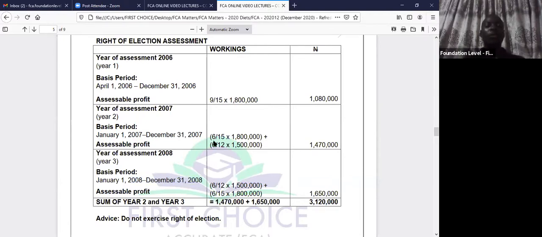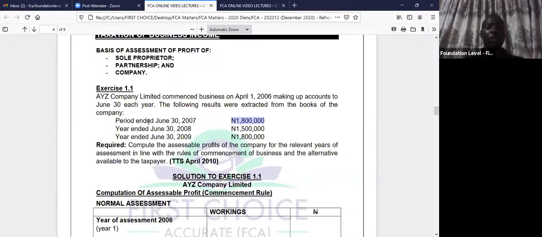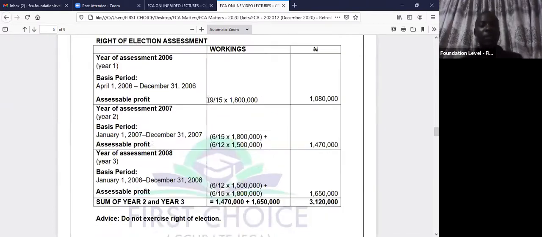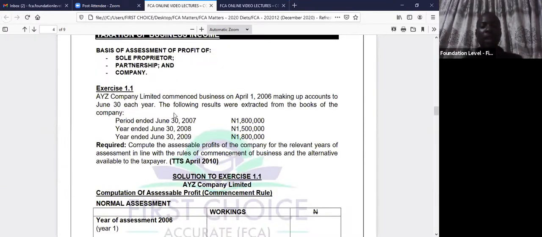Now, look at year 2. You ask yourself, where can you find January 1, 27 account? Of course, this is June 30th, 27. It means January 1 can be found here. And so from January 1 to June 30th is how many months? That's 6 months. But you need something up to December 31st, 27. So if you cannot get up to December in 27, you move to the second account, which starts from July. And of course, you know that this is where your December 27 will be.